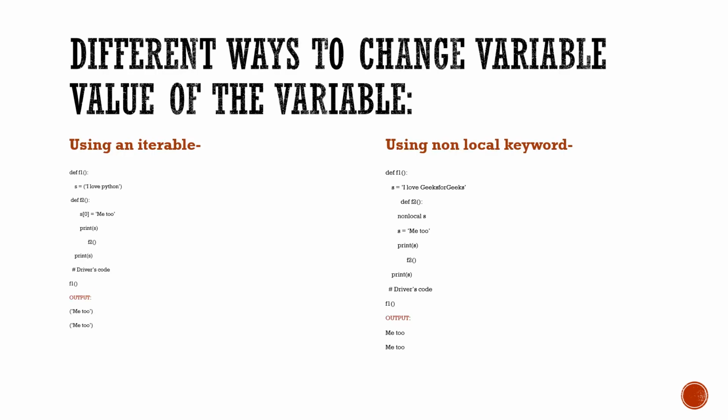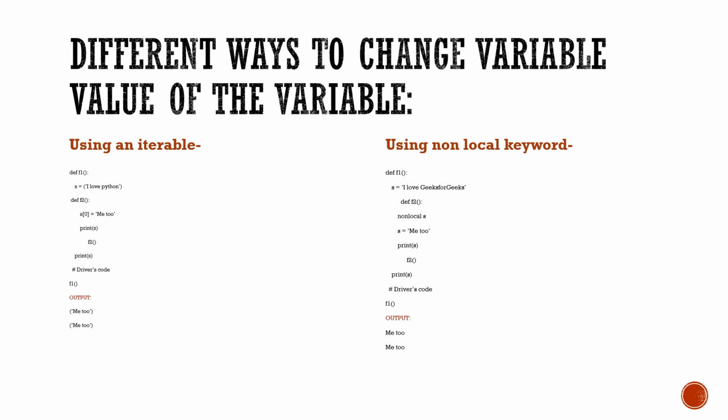So the next topic is different ways to change the value of a variable. Using it, we have two types: using an inner function and using the nonlocal keyword. First, let us look into the inner function. Declare f1 with s equals 'I love Python', and declare f2 with s equals 'me too', then print s. The driver code will output 'me too'.